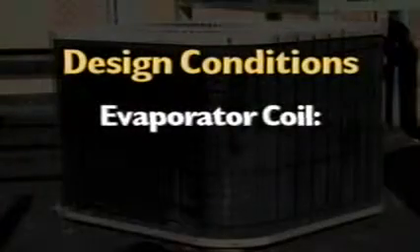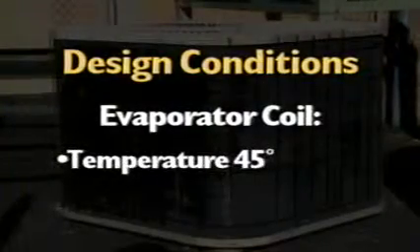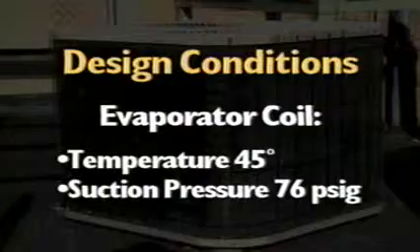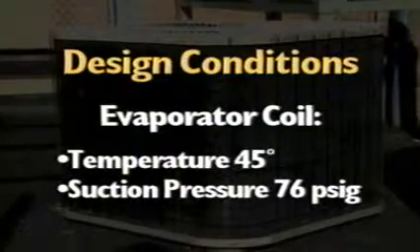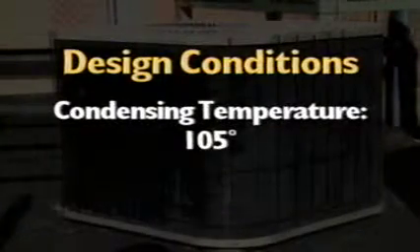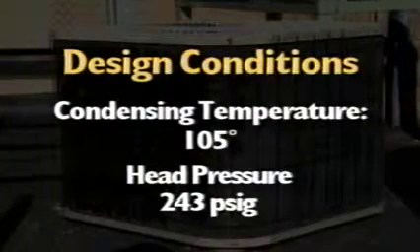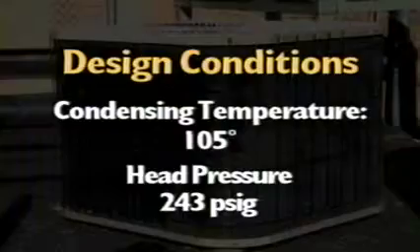High efficiency units have larger evaporators and condensers, so their operating characteristics under design conditions are slightly different. With high efficiency units, the evaporator coil temperature should be about 45 degrees with a suction pressure of 76 psig, and the condensing temperature should be about 105 degrees with a head pressure of 243 psig.